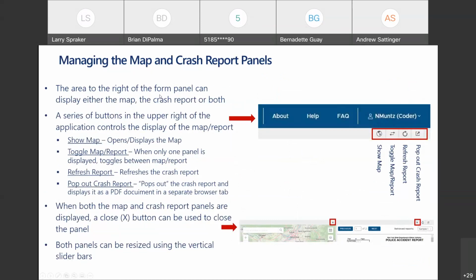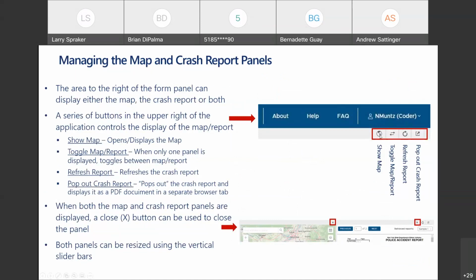Okay, here we go. So, managing the map and the crash report panels. As I alluded to, these controls in the upper right corner of the application allow you to manipulate when the map's shown and when the crash report's shown. Are they shown together? Are we flipping them? Are we pulling them out separately? So here are these little controls.